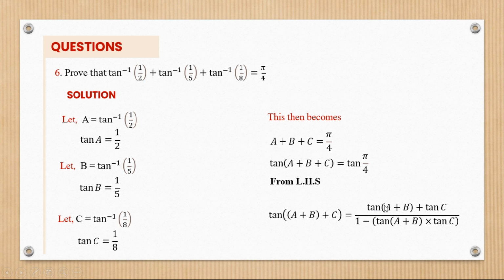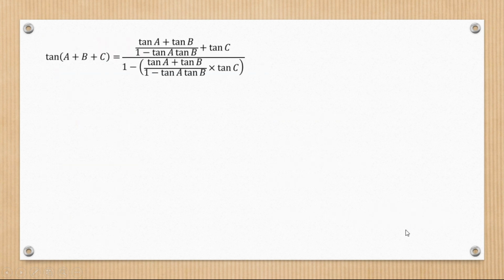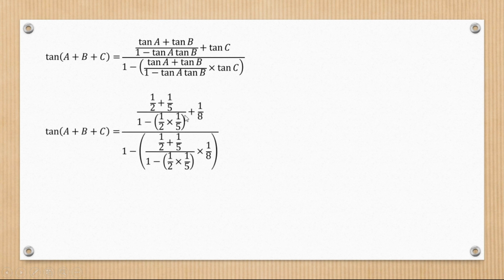So now I can expand tan a plus b in both the numerator and the denominator, and then I'll have tan a plus b plus c being equal to tan a plus tan b over 1 minus tan a tan b plus c tan c over 1 minus bracket tan a plus tan b over 1 minus tan a tan b times tan c, close that bracket. So now that we have this, I can now substitute in all the values.